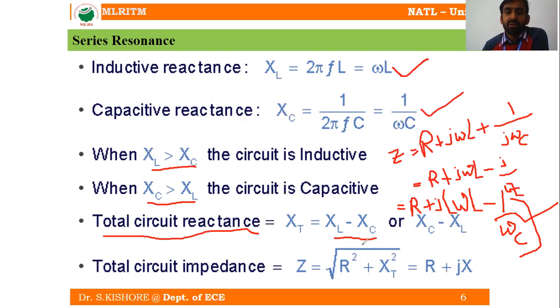So XT is equal to XL minus XC. Why is it XL minus XC? Because omega L is your XL and 1 by omega C is your XC, the capacitive reactance.